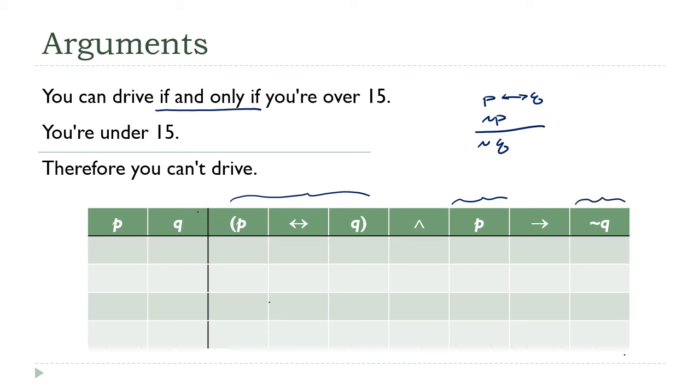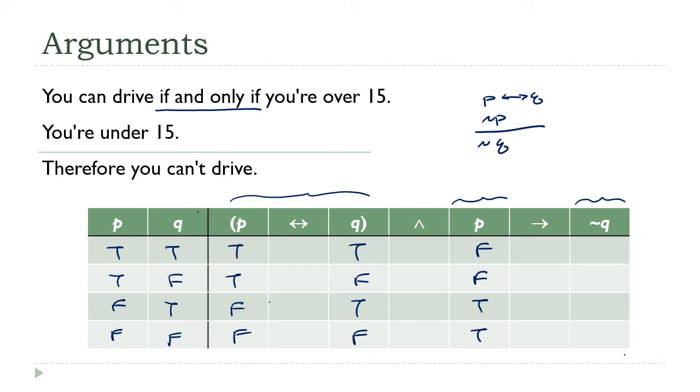All right, so let's do our usual stuff. I'm going to fill in true, true, false, false, true, false, true, false, and then I've got a lot of copying to do. This is copying the P, this is copying the Q, not P is false, false, true, true, and not Q is false, true, false, true. All right, now the biconditional. This one is true if both sides match. So true and false. Everything else is false.